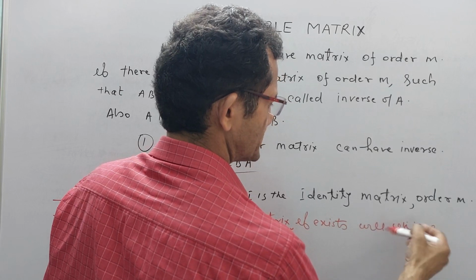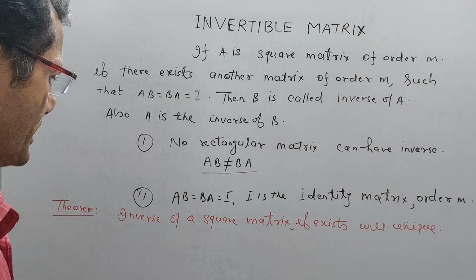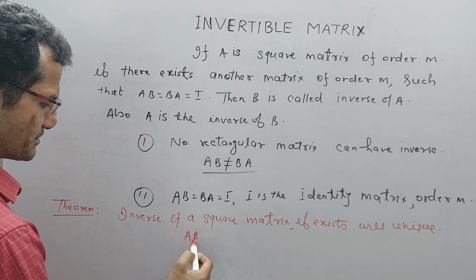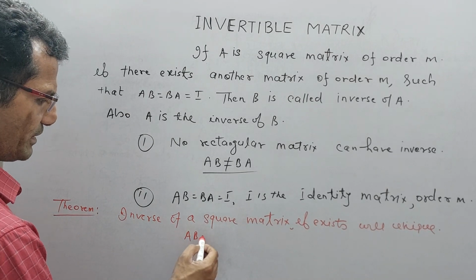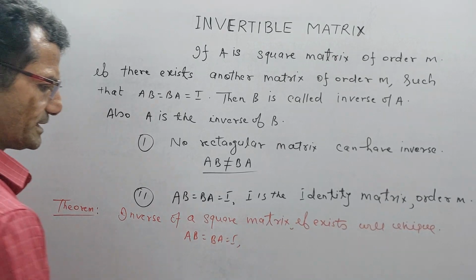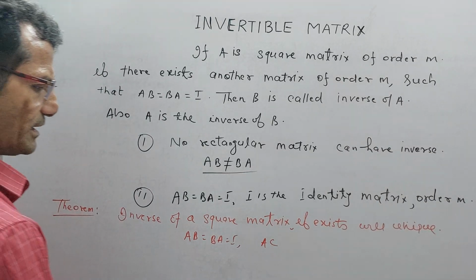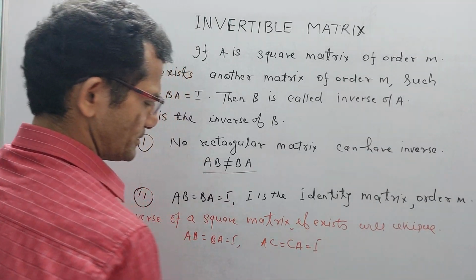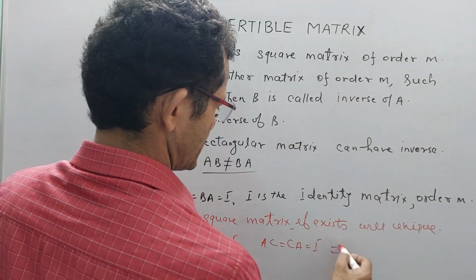Now unique means it has only one square matrix. Suppose B is the inverse of A, then AB is equal to BA is equal to I. Also, say another matrix C is the inverse of A, then AC will be CA, and it is also the identity matrix. So we can prove it here.